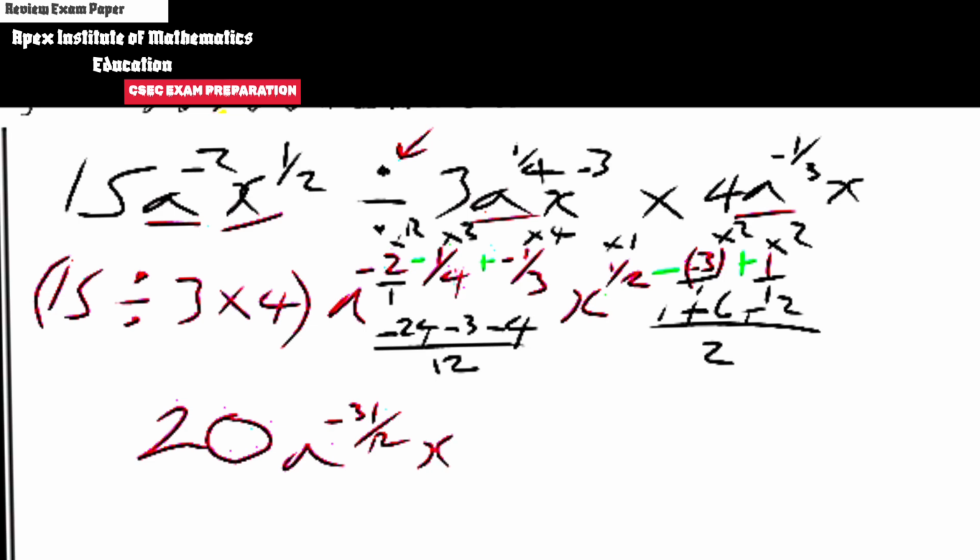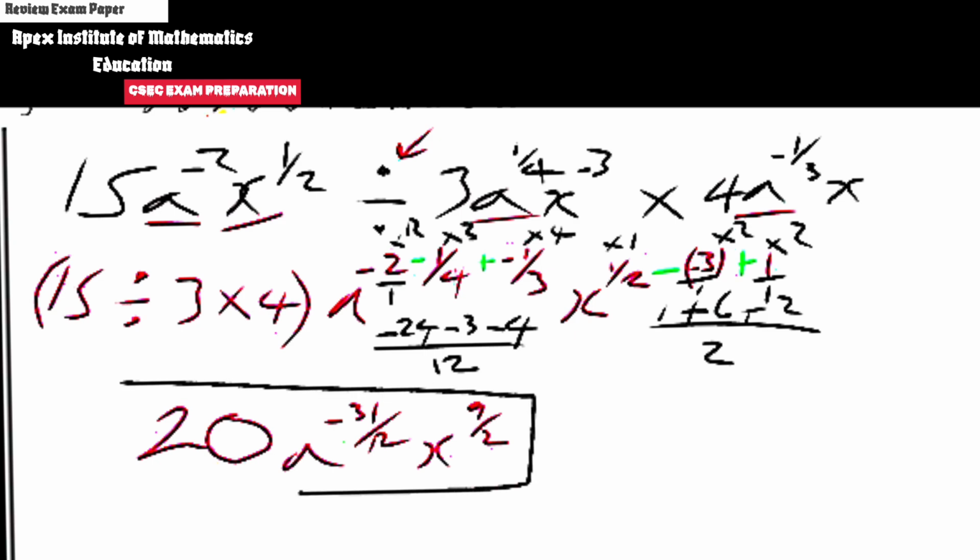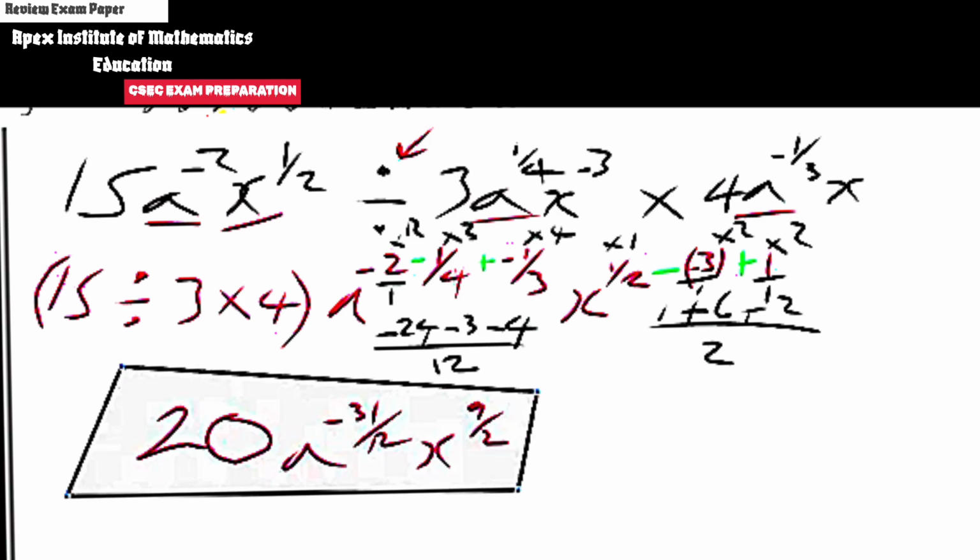And then we have X. 1 plus 6 is 7. 7 plus 2 is 9 over 2. Right, and that is your final answer. Okay, all right, so let's put a little box around this. That is our final solution, ladies and gentlemen.